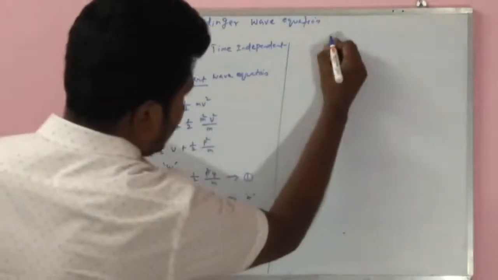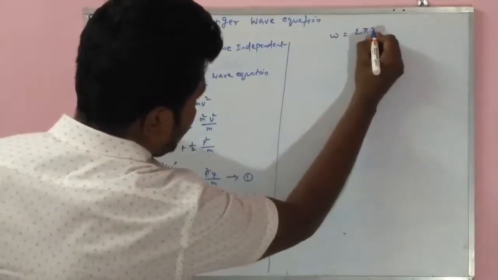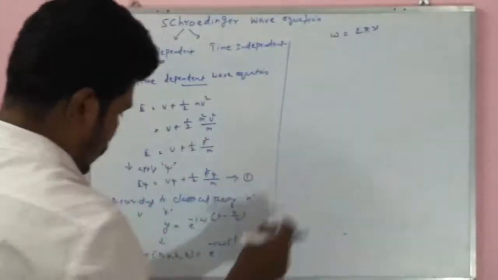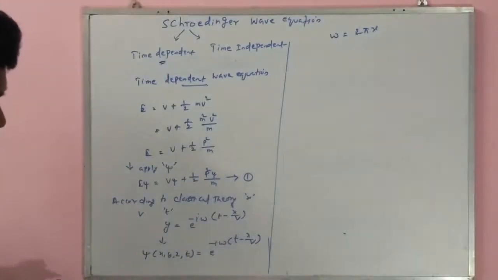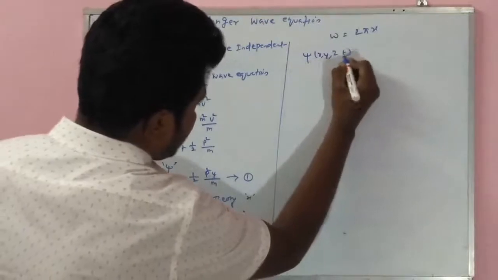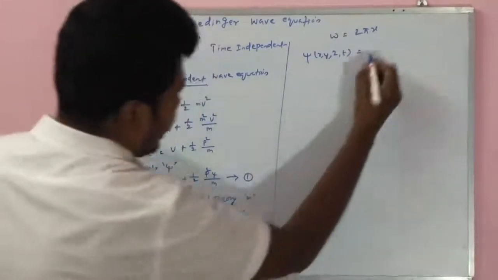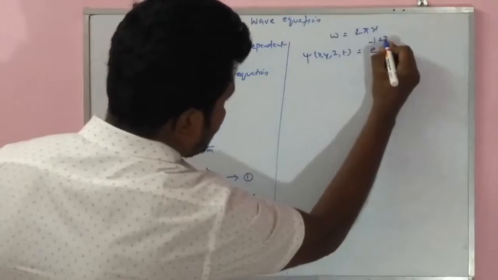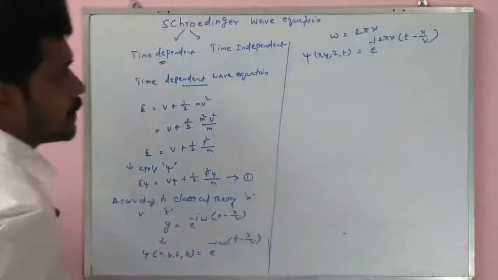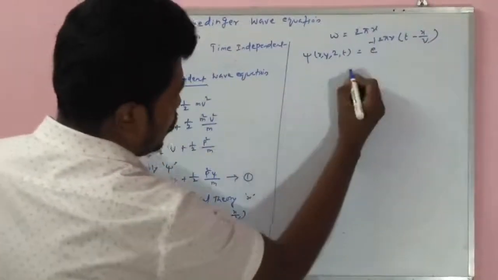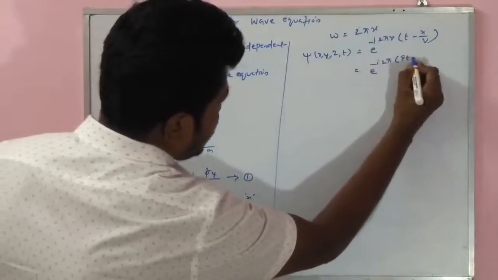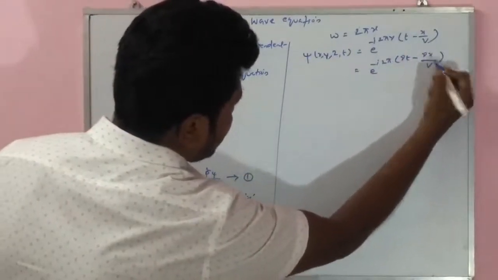So omega is equal to 2 pi mu, because omega is the angular frequency, equal to 2 pi times the frequency mu. So just apply omega is equal to 2 pi mu. So psi of x, y, z and t is equal to e power minus i 2 pi mu into t minus x by v. Okay, just multiply inside by mu. So e power minus i 2 pi mu t minus mu x divided by v.